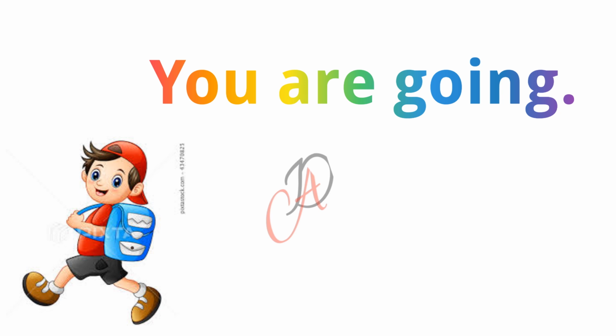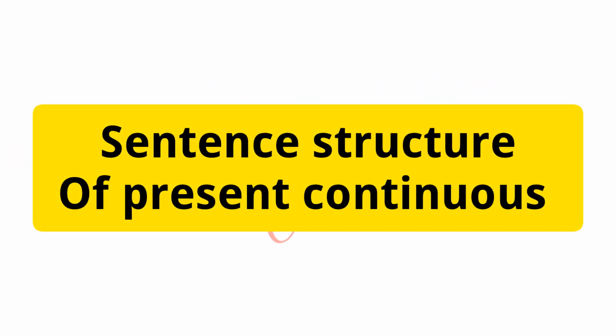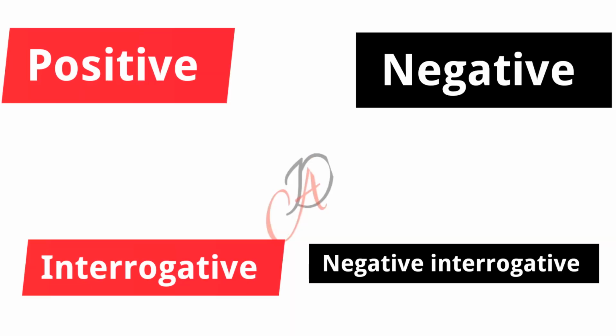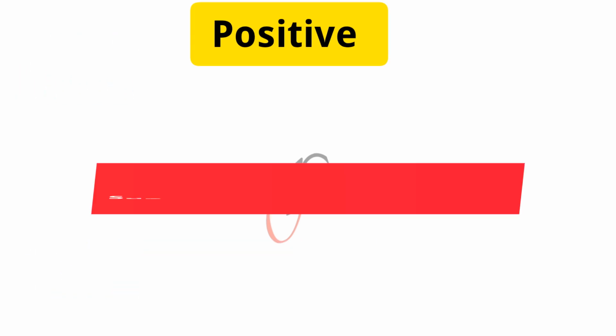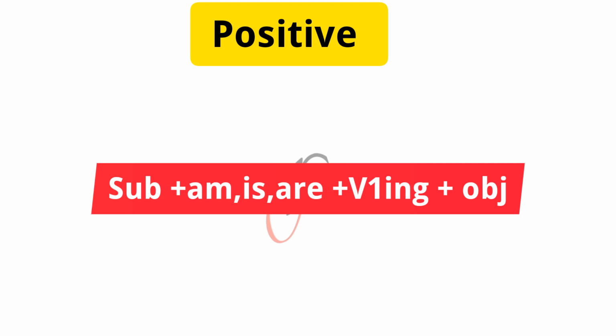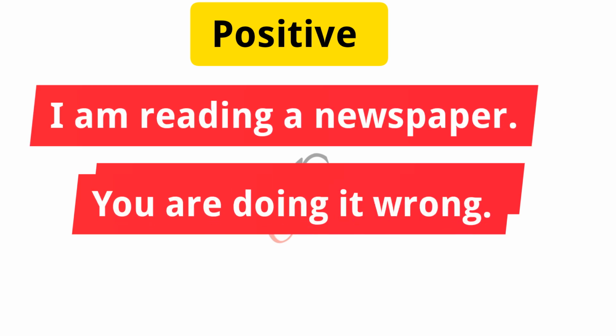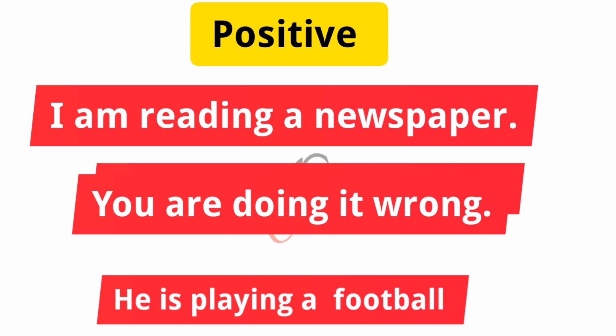Alright, let's move on to the structure of the present continuous tense using the different types of sentences, that is positive sentence, negative sentence, interrogative sentence, and negative interrogative sentence. So let's understand first with the positive sentence. And the structure of positive present continuous tense is subject plus am, is or are plus verb 1 ing plus object. And this is a structure which we have discussed so far. Let's understand this with the example. I am reading a newspaper. You are doing it wrong. He is playing a football.